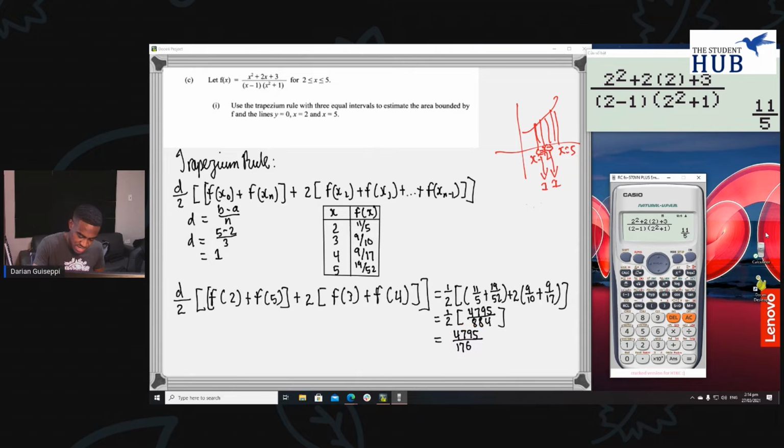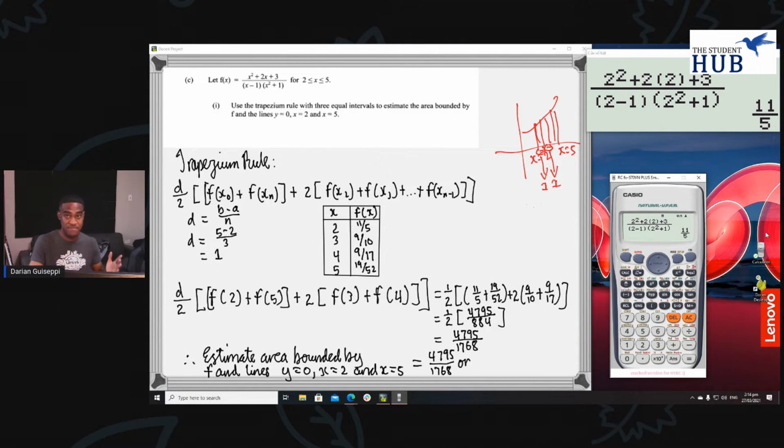But let's just tie up the question properly. What the question asked for initially was the estimate of the area bounded by f, the lines y is equal to 0, x is equal to 2, and x is equal to 5, right? So this here is the exact value, and this is basically an estimate, and you just put units squared, because it's an area and it's an estimate. The trapezium rule gives an estimate of the area under the curve. So that's basically it for this part of question 2 for 2016, the trapezium rule.